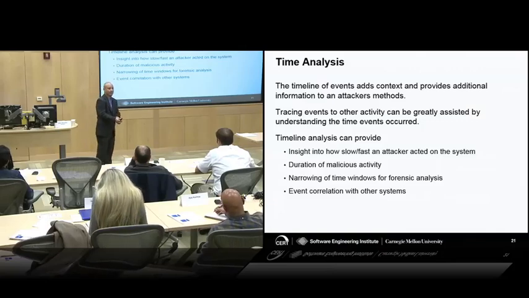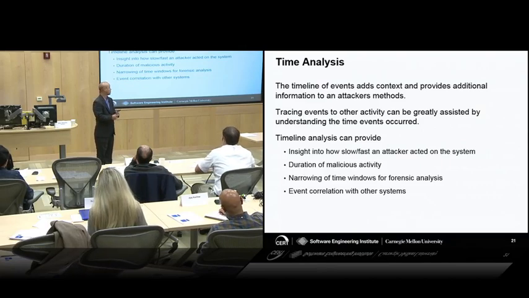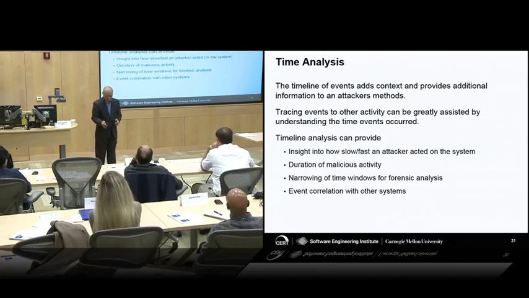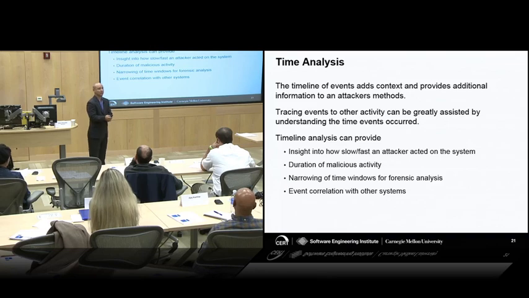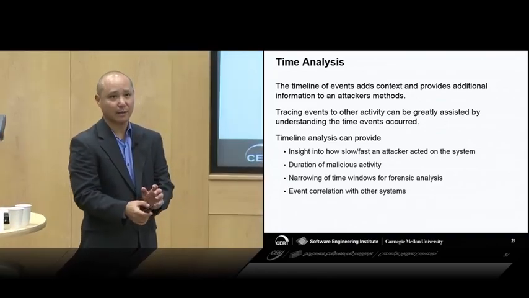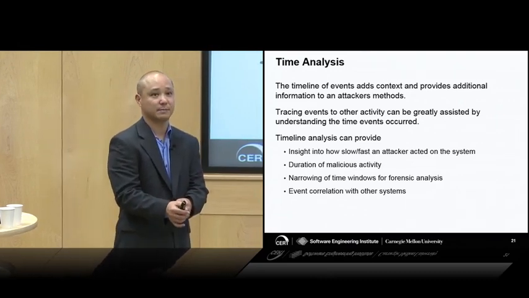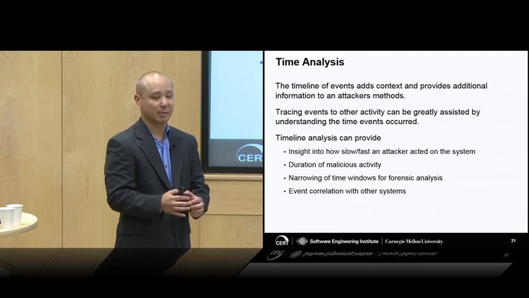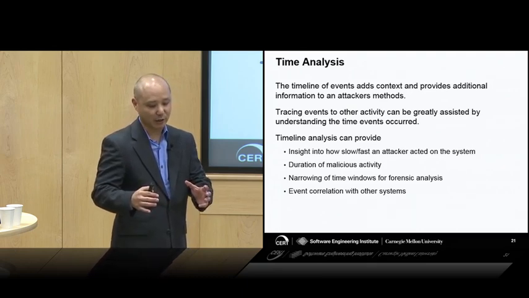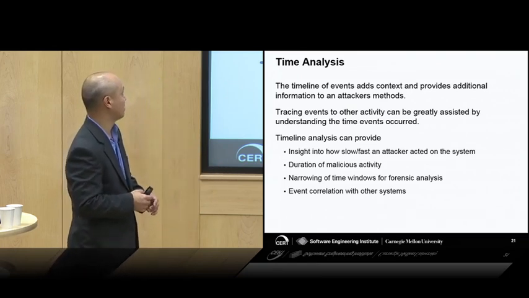Okay, the timeline of events adds context, obviously, to when things have happened, assuming, of course, they didn't do a time stomp or a time adjustment. So it'll give you additional information on your attacker. Tracing events to other activities gives you a much better picture, the entire holistic picture. Time can help that out quite a bit.